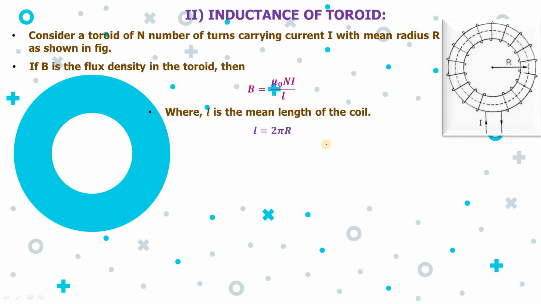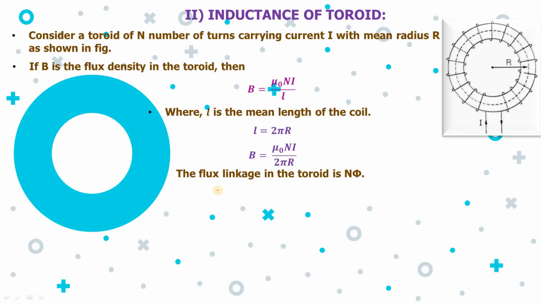That is nothing but the mean length of the coil. So L is equal to 2 pi r. Therefore we can express B is equal to mu naught N I divided by 2 pi r. This toroid, the H due to toroid, we have already discussed in my last videos. All these magnetic field intensity applications I have already discussed in my previous videos, so if you want, you can check it out at my YouTube channel. So B is equal to mu naught N I divided by 2 pi r.